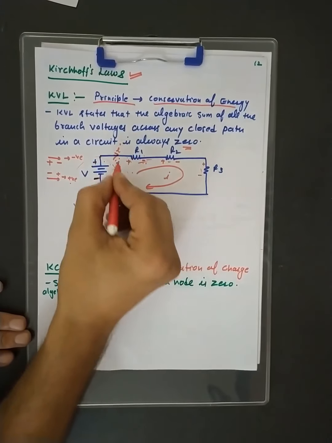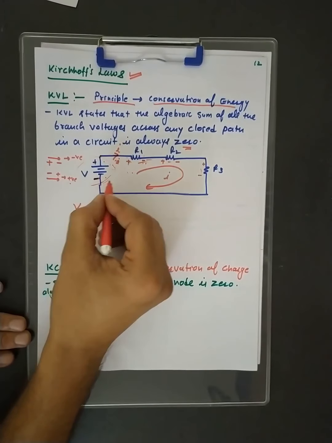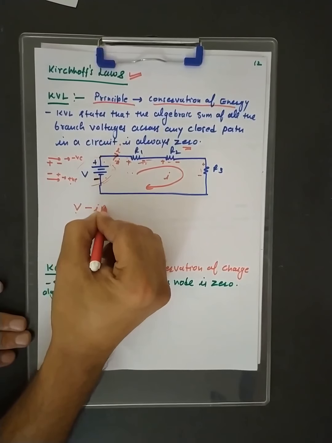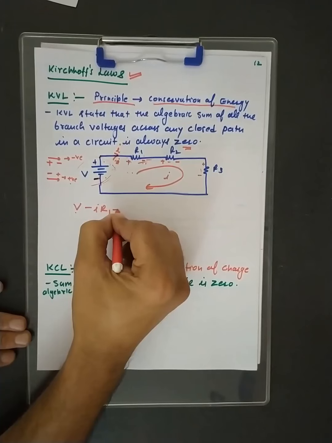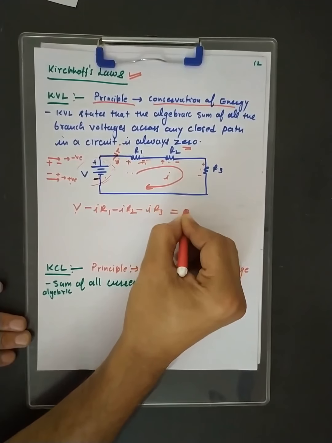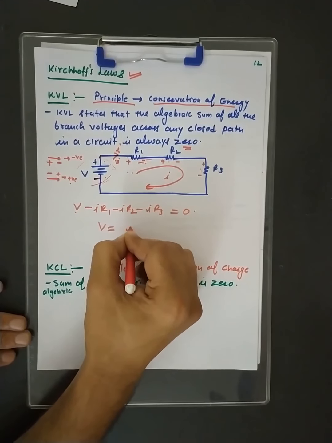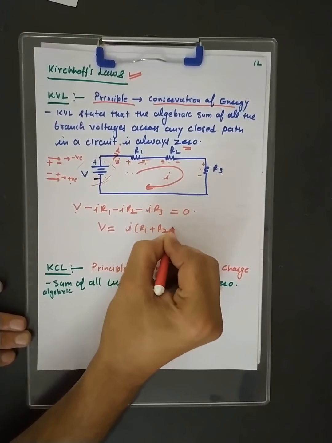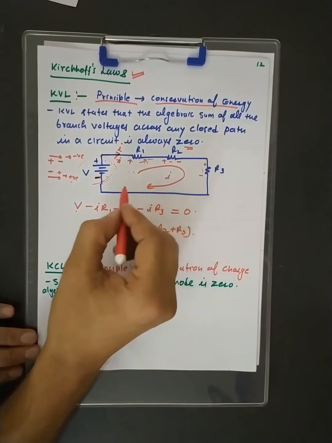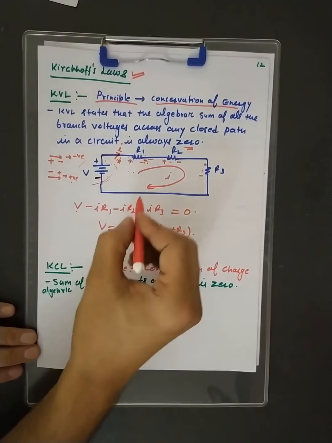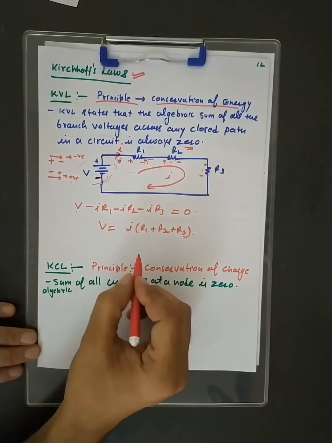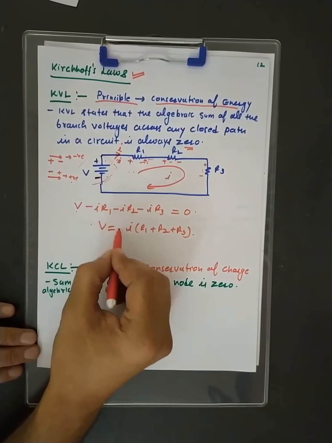So what is the value of voltage across this one? Suppose I is flowing across here. That is minus. This sign is coming because we are moving from positive to negative. Minus I into R1. Similarly here, minus I into R2. Similarly here, minus I into R3 is equal to 0. So the voltage V is equal to I times (R1 plus R2 plus R3), taking I common. Clear? Like this, you have to apply KVL whenever you see a loop. So it says the algebraic sum of all voltages across different elements is equal to 0. This is represented like this.